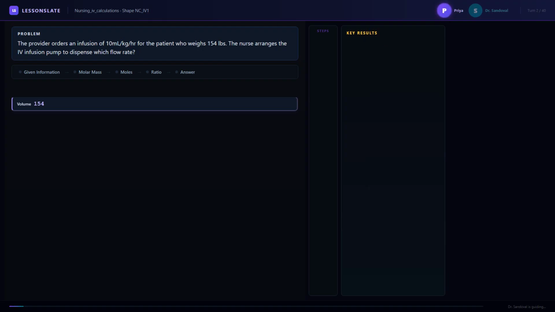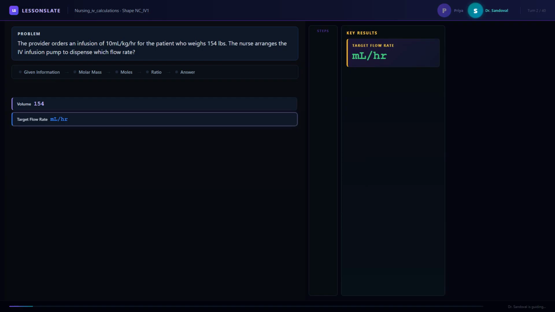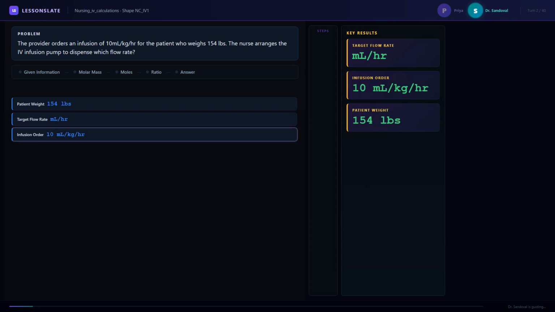right. Nice. This is one of those problems where getting the initial unit conversion right sets the stage for everything that follows. That's the part we need to zero in on first. Let's lay out what we know. The provider has ordered an infusion rate of 10 milliliters per kilogram per hour for a patient who weighs 154 pounds. Given the order is per kilogram, what's the very first thing we need to do with the patient's weight?